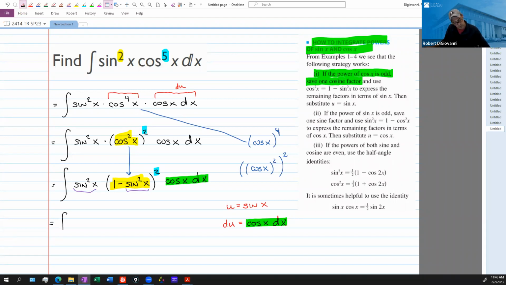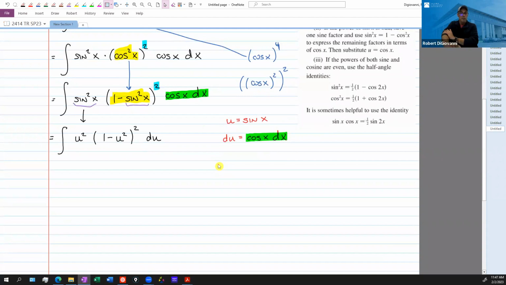So my new integral will be, what's my first term? u squared. Okay, parenthesis, 1 minus u squared again, but then all of that squared. And then at the end, du. Everywhere I saw a sine, I replaced it with u. So that's u squared, this is 1 minus u squared, all of that squared. And then the cosine x dx matched up exactly to du. I didn't have to scale anything.